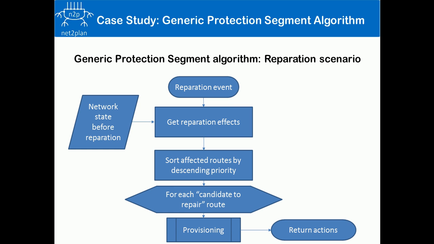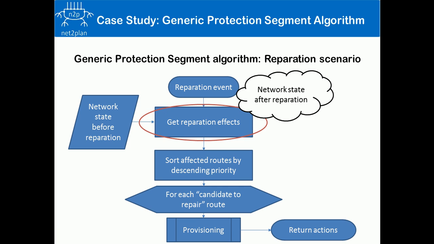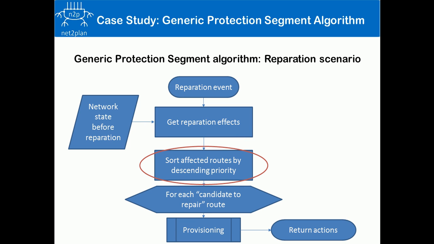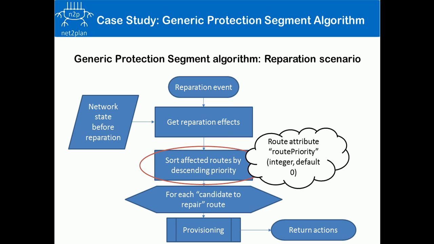Now, the behavior of the generic protection segment algorithm in a reparation scenario. Given a reparation event and the network state before the reparation, the effects of the reparation are obtained. Next, the algorithm will sort all of the affected routes by descending priority order. Again, the priority of each route can be controlled by the attribute route priority.